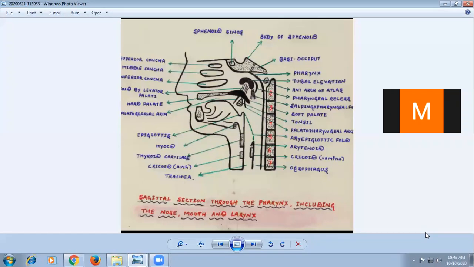Anyone suffered from corona in this batch? Yourself, anyone? Corona positive? No? Or anyone?